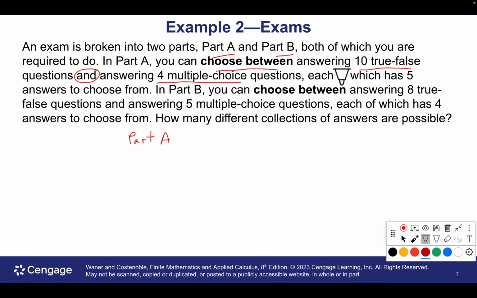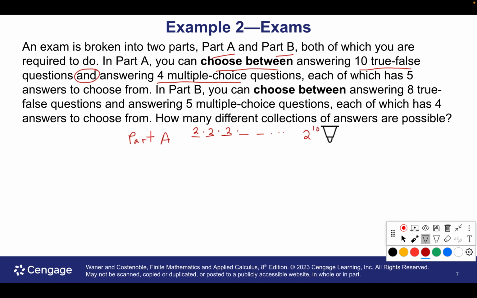So 10 true, false questions, right? We're going to do 10 of them. So we think of it this way. I'll stop here, but there would be 10 of them. I'll go dot, dot, dot, right? How many choices do we have for each question? True, false, 2. So I have 2 choices for this first one, 2 choices for the second, 2 choices for the third, and so forth. So how many times am I going to do that? 10 times, so that's 2 to the 10.